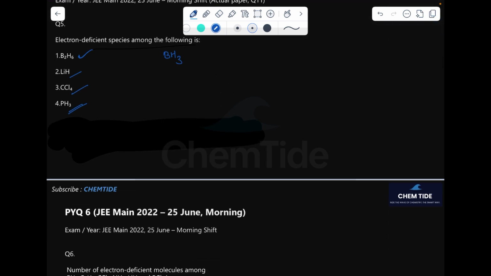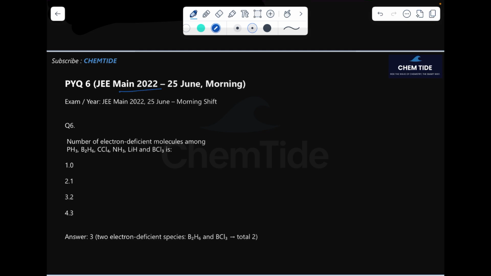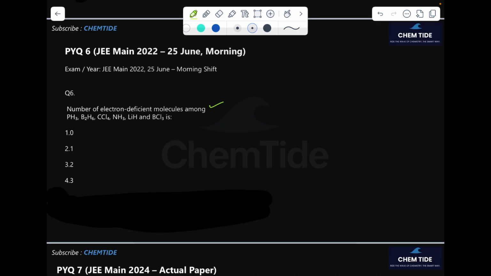JEE Main 2022 question, we have to identify the number of electron deficient molecules among these. Electron deficient means the octet is incomplete. So PH3 octet complete. B2H6, this octet is incomplete, so let me write B2H6. CCl4 is octet complete, ammonia octet complete, lithium hydride is basically duplet complete, and BCl3. So we have B2H6 and BCl3. Answer should be 2.